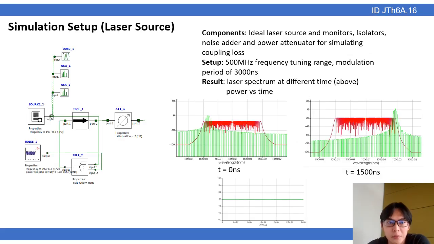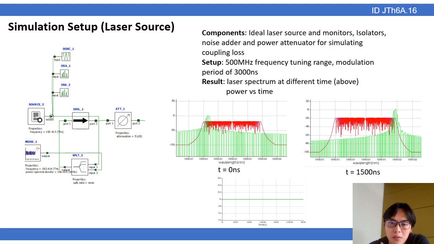Now I'm going to start talking about the simulation setup, specifically for the laser source. The picture on the left shows the laser source part of the simulation in numerical interconnect. It includes several components: the ideal laser source and monitors, the isolators, noise adders, because this is a perfect laser source. We do not have noise in the simulation, and if we want to make it more realistic, we need to add noise. There is also a power attenuator for simulating the coupling loss. The frequency tuning range of this laser is 500 megahertz, and the modulation period is 3000 nanoseconds.